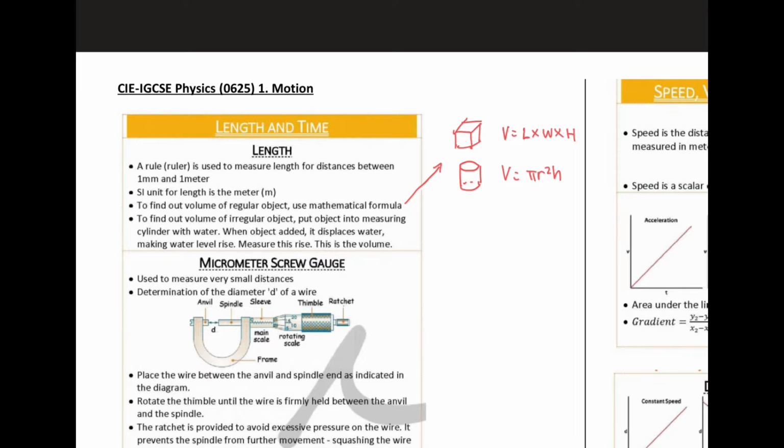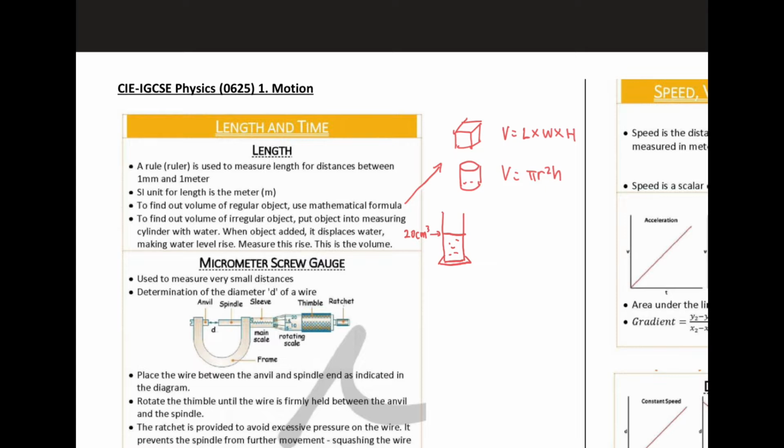To find out the volume of an irregular object, put the object into a measuring cylinder with water. When the object is added, it displaces water, making the water level rise. Measure this rise. This is the volume. So that means something like this. You put a measuring cylinder with water. Let's say at the beginning the reading is 20 cm3. Then you put an object inside. Let's say you want to measure the volume of a stone.